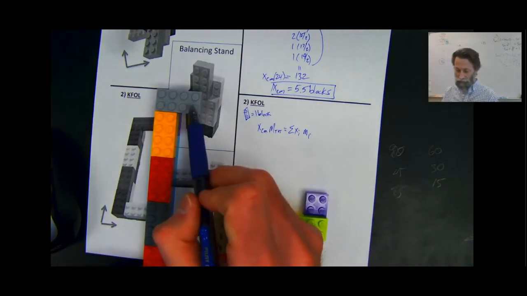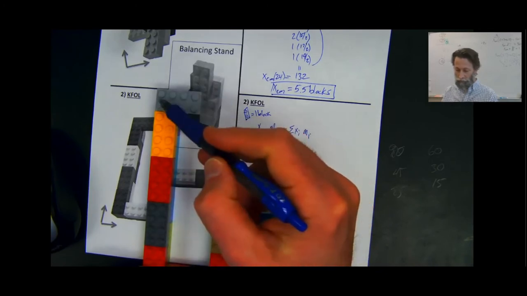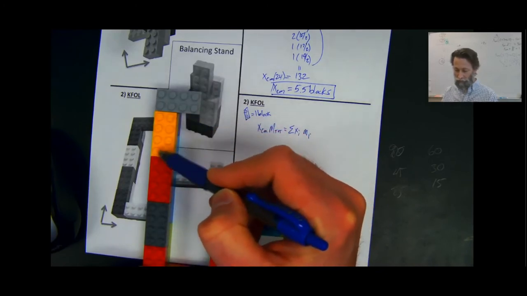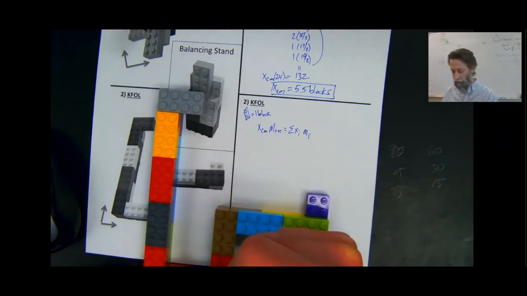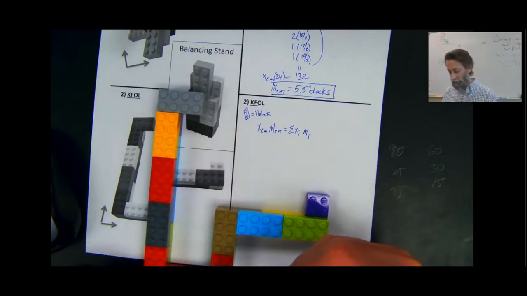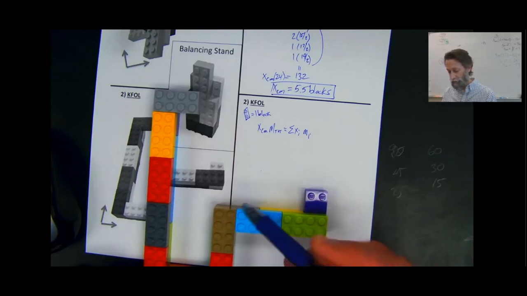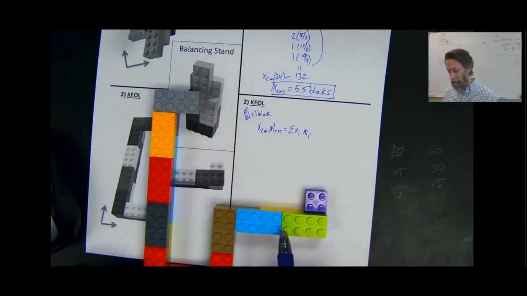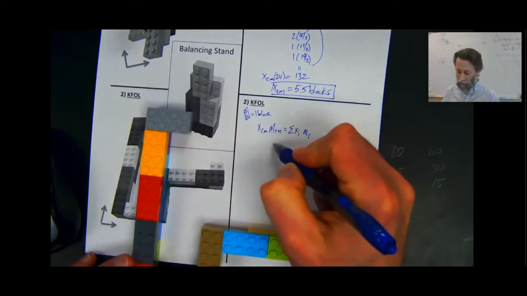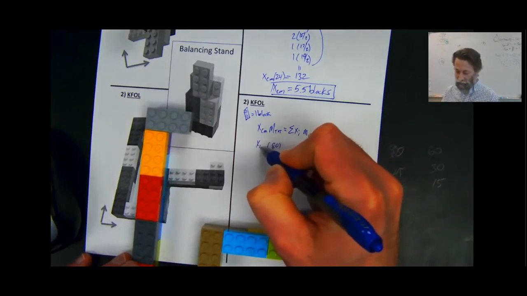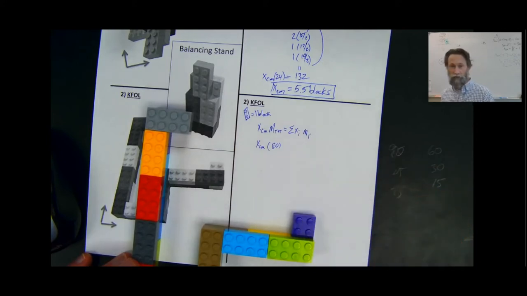So again, I'm going to have 1, 2, 4, 6, 8, 10, 12, 14, 16, 18, 20, 22, 24, 26, 28, 30, 32, 34, 36, 38, 40, 42, 44, 46, 48, 50, 52, 54, 56, 58, 60, 62, 64, 66, 68, 70, 72, 74, 76, 78, 80. So I have 80 total masses that are just the 2x1 blocks are 80.